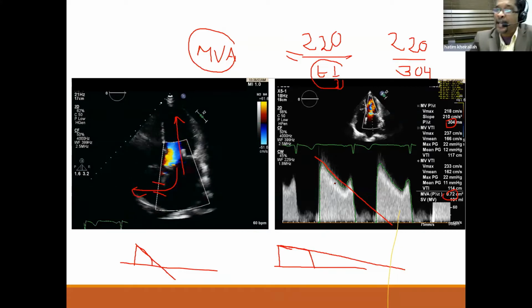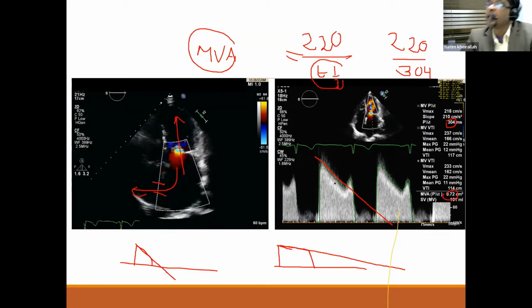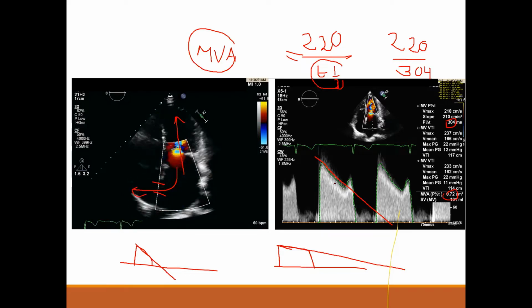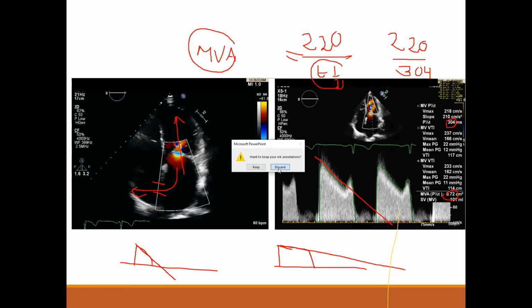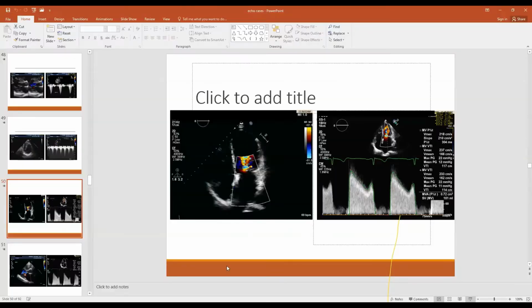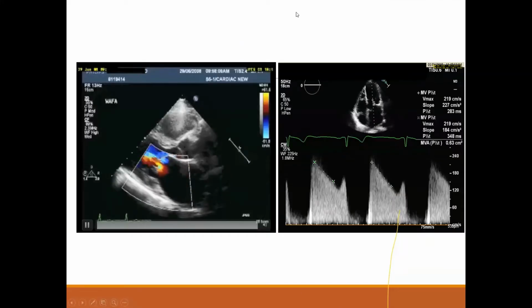So the gold standard of mitral stenosis evaluation is planimetry. Just take this one. Just a moment.